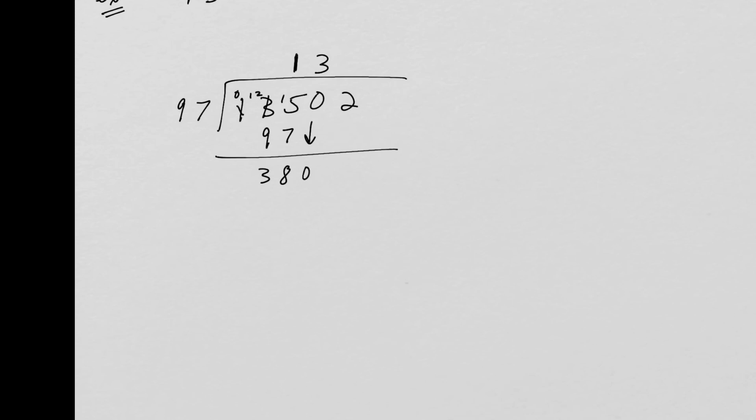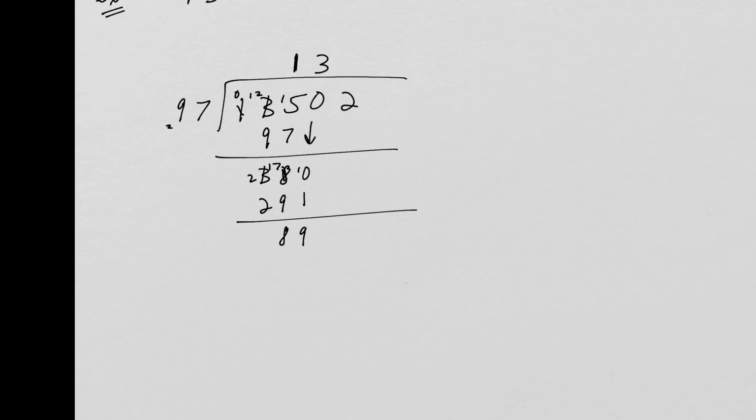So it looks like 97 goes in 3 times. So if I multiply 3 times 7 is 21. 3 times 9 is 27 plus 2 is 29. Then I subtract. So I need to borrow, right, or decompose it. 10 minus 1 is 9. I need to borrow again, right? Make this a 17. 17 minus 9 is 8.